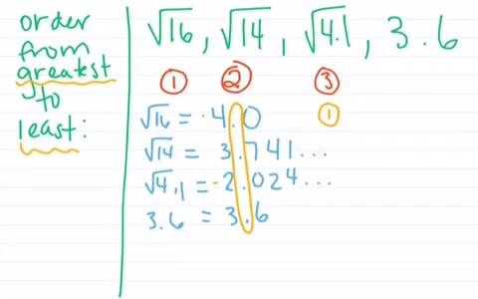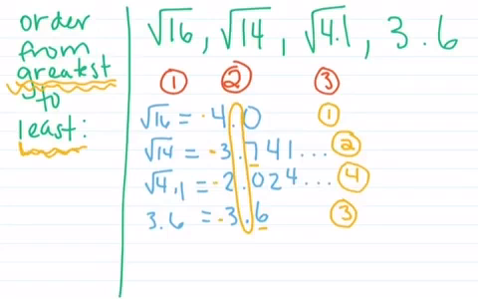Then, which number's next? So I have a 3 here and a 3 here. So then I go over to my tenths place. I've got a 7 and a 6. So which one's greater? That's going to be the square root of 14 because the 7's bigger. Then my 6 is next, 3.6. And then last, I'm left with the 2.024, and it continues. Okay, so step 3, I'm comparing place value and I'm ordering, but I have to remember to order correctly. So follow the instructions.